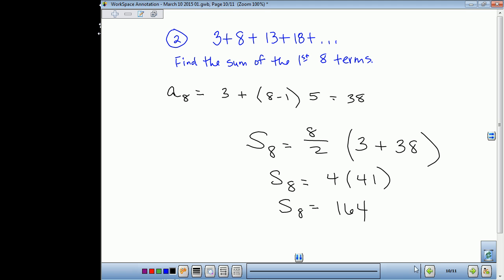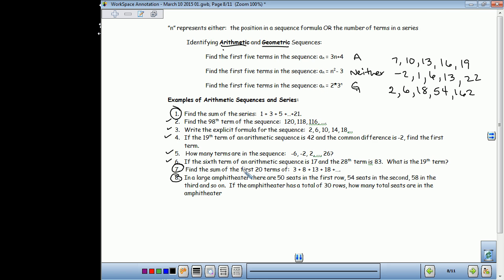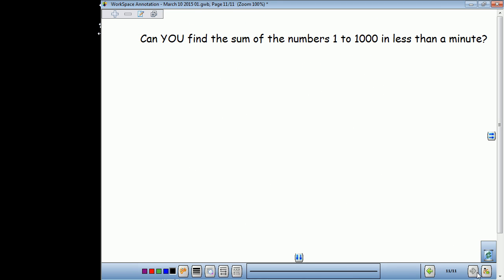Okay, so let's go back and look at our list real quick. Could you find the sum of the first 20 terms? Yes. Sure we could. This isn't a word problem, but it tells us the first row has 50 seats, the second row 54, 58 on the third. We have a total of 30 rows. Could you do that one? Yes. Could you do this one? Yes. Okay, you got 1 minute.